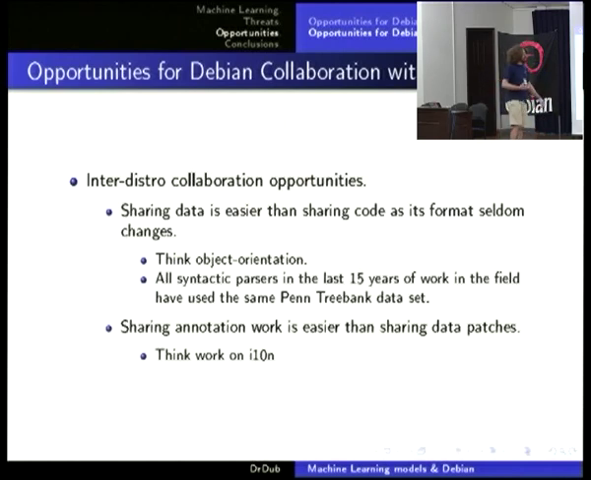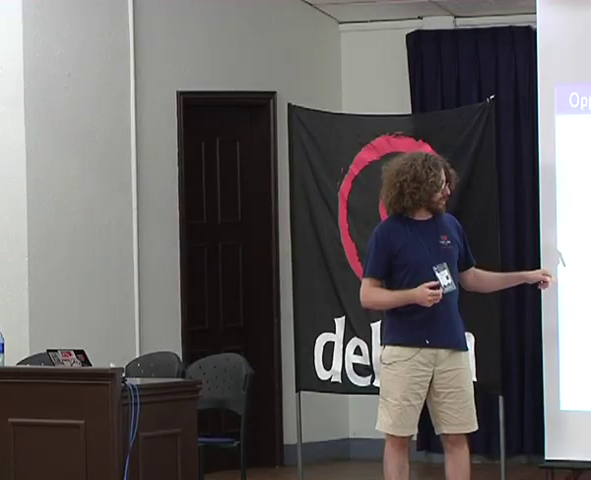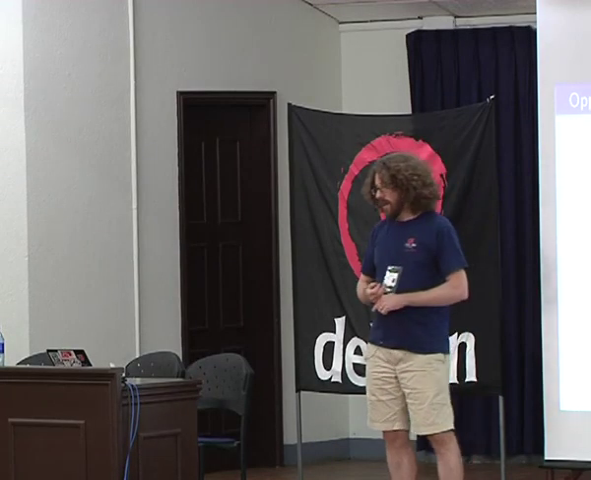And in a sense, that's what leads to object orientation. You encapsulate data because data is more stable. For example, all syntactic parsers in the last 15 years or so have all been trained on exactly the same Penn Treebank data set. So there are certain data sets that are fairly stable. And sharing annotation work should be easier, yes, than sharing source code patches.